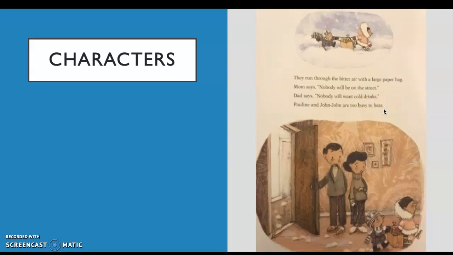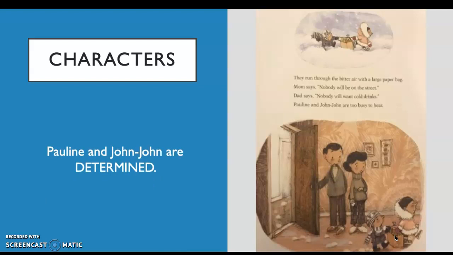So, even though Pauline and John's mom and dad are telling them nobody wants to buy lemonade because it's winter and it's cold outside, they aren't listening to them. We can see up in this illustration that they are gathering all of the stuff that they brought from the store and they're pulling it through the cold snow. And then down here, they're walking in the house, and this is where their parents were telling them nobody's going to want to buy lemonade. But they're not listening because they still are going to go out there and they know they are going to sell lemonade. So, Pauline and John are very determined characters.